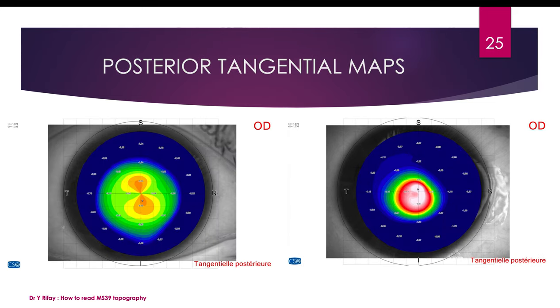And we can also measure the posterior surface with the tangential map, the back surface, and we'll have here a symmetric bow tie and here a keratoconus shape with a steepening.